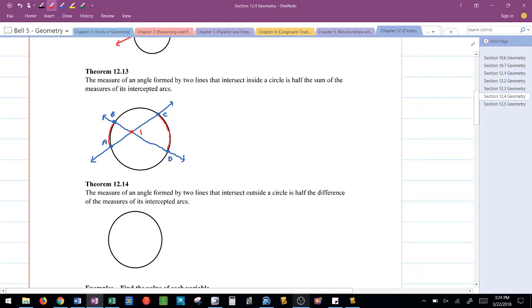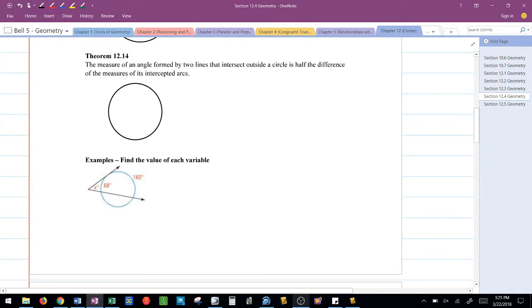Okay? So here's what I know. The measure of angle 1 is going to be equal to half of the sum of the two intersected arcs. I know that the measure of angle 1 is half the measure of this arc plus the measure of this arc. All right? So these are getting a little bit tricky. You really got to think through how to do these.